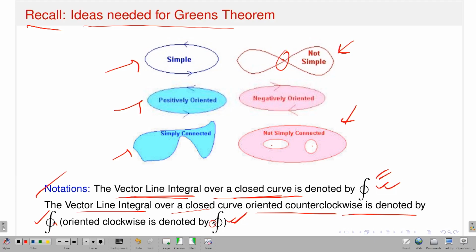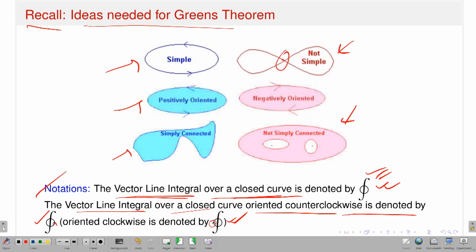So, looking at the arrows, you can at least guess what vector line integral I am going to talk about in which closed curve, whether it is positively oriented or negatively oriented. Of course, if there is only a circle, that means I want to talk about the vector line integral over a closed curve. Okay. So, this is the notation. So, vector line integral over a closed curve, this is the corresponding notation.